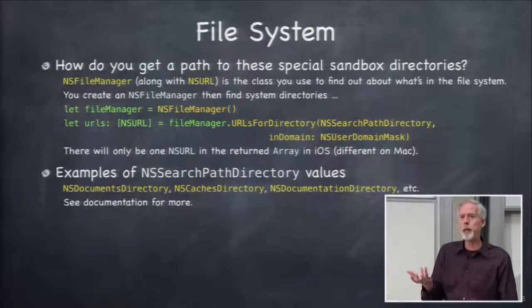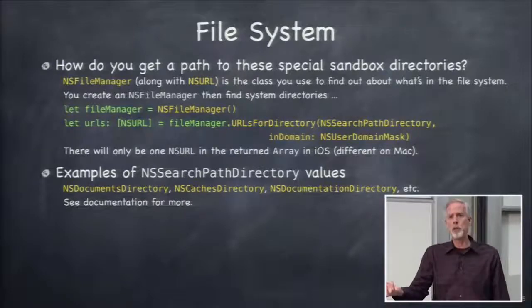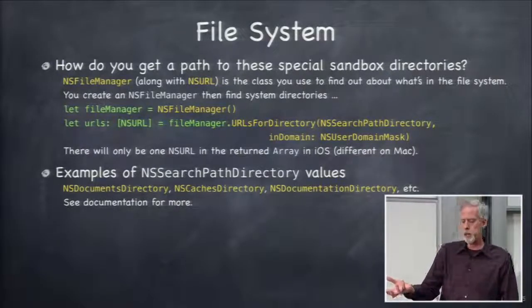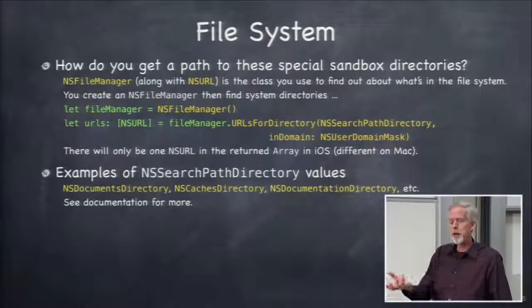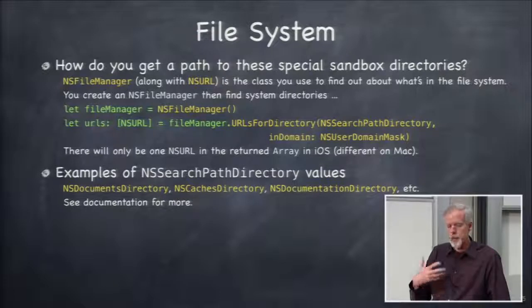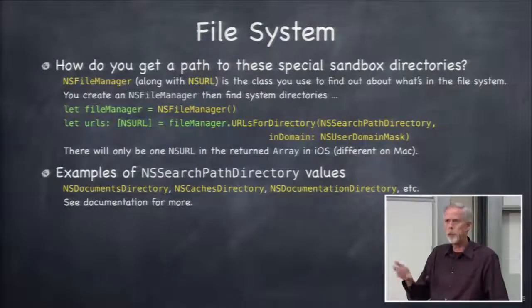And that is going to be a URL that points to this kind of directory, like the documents directory or the caches directory or whatever. And you specify which one you want with that first argument, NSSearchPathDirectory. And you have to go look in the documentation and see what the special names of them are, but there's NSDocumentDirectory, NSCachesDirectory, NSDocumentationDirectory.